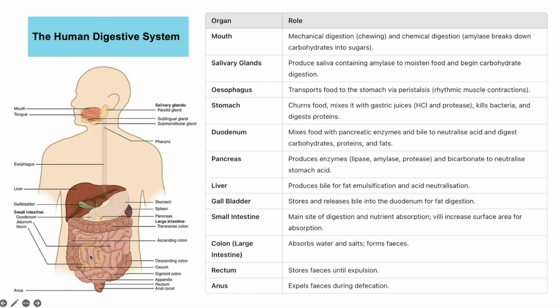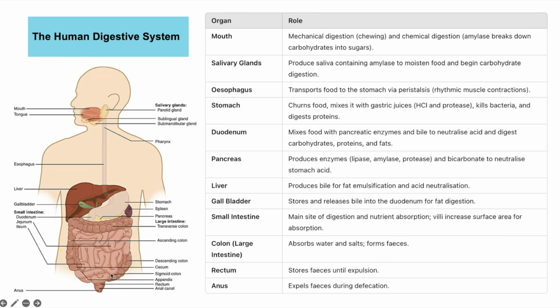Then the rest of the small intestines is the main site of digestion with enzymes, and it's also where the digested food gets absorbed. One key adaptation of the small intestines is that the inside of this is highly folded, and that is creating these structures known as villi, which increase the surface area for the absorption of the digested food. Once most of that content is then absorbed, it will then transport into the colon or large intestines.